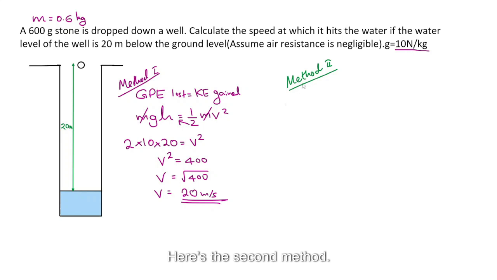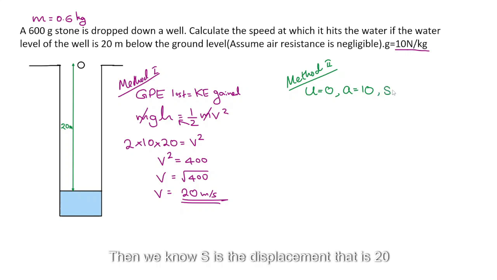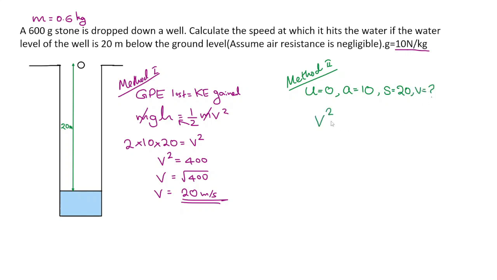Here's the second method. Now, the initial speed of this object is 0. The acceleration is 10 meters per second squared because it's moving under the influence of gravity. Then we know s is the displacement, that is 20. And the question is to find the speed v. So we can use the formula v squared minus u squared is equal to 2as.